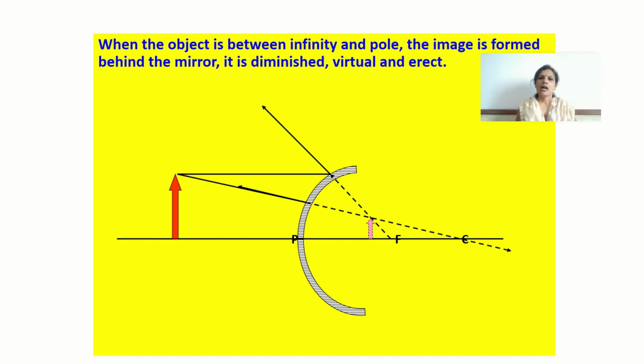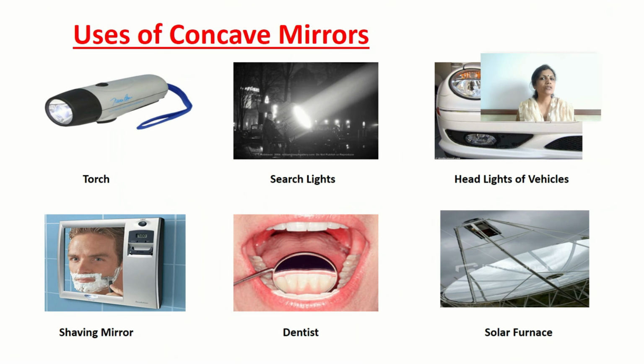Alright. Then these are some of the uses of concave spherical mirror. It is used in torch, searchlights, then the headlights of the vehicle. It is used as a shaving mirror. Then dentists use this mirror, and also the solar furnace, because it is a converging mirror. The rays of light converge at one place, so producing heat is easy.